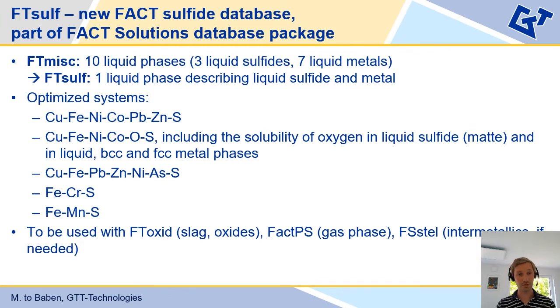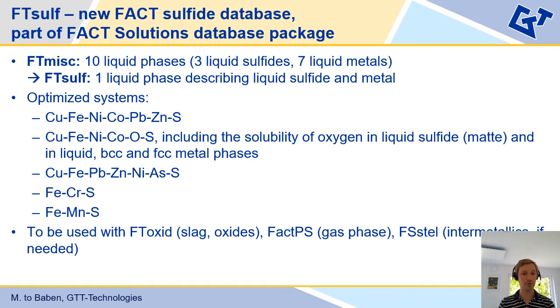So FTsulf, that is probably the biggest update in terms of databases. With FactSage 8.2, FTsulf is a new sulfide database that is included in the FactSolutions database package. So if you so far had access to FTMISC, you will also have access to FTsulf. In FTMISC, there were 10 different liquid phases, 7 of them describing liquid metals and 3 describing liquid sulfides. And all of these are now combined in the FTsulf database developed by our partners in Montreal into one liquid phase describing both the liquid sulfide and the liquid metal.